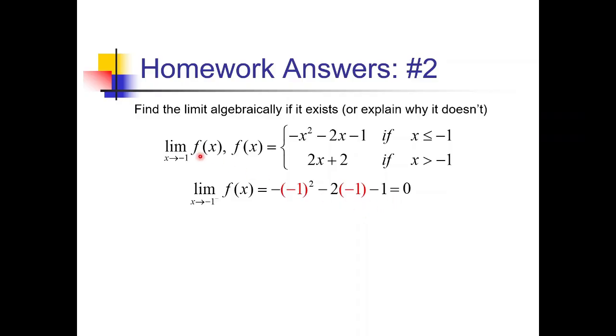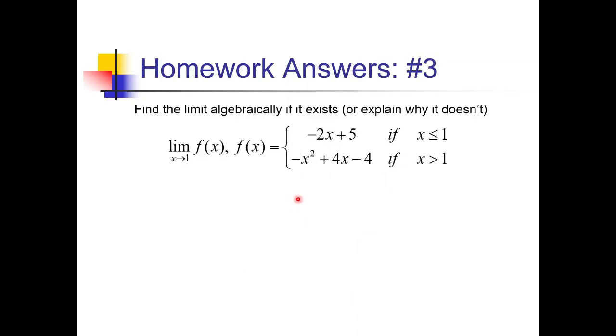Now plugging -1 into the other rule here to get our right side limit, 2 times -1 plus 2. That's -2 plus 2, which is 0. Since the left and the right side limits are both 0, since they both agree and are the same number, that means that the overall limit as x approaches -1 is also going to be 0.